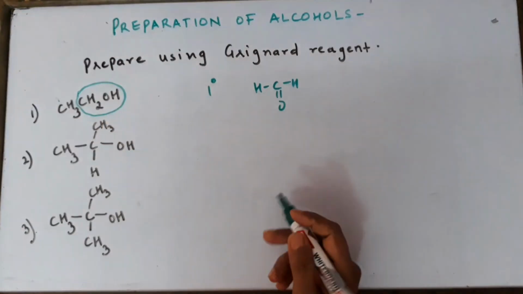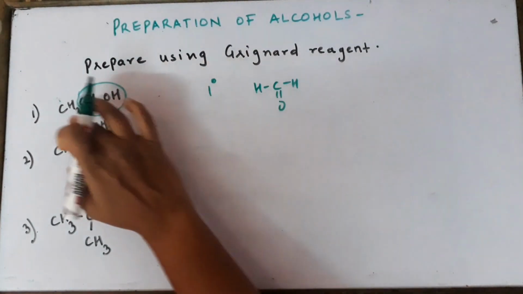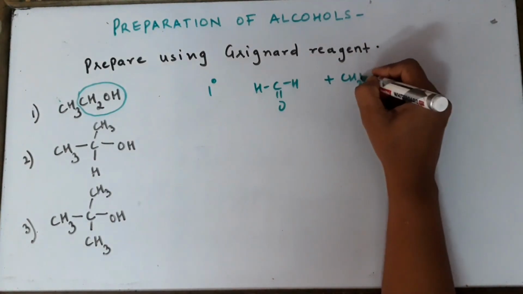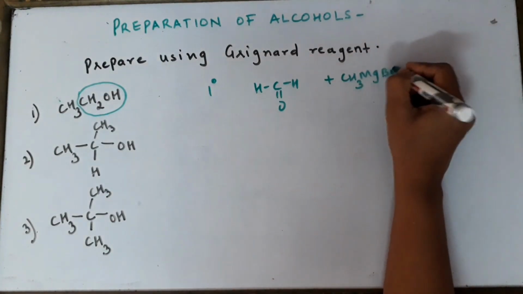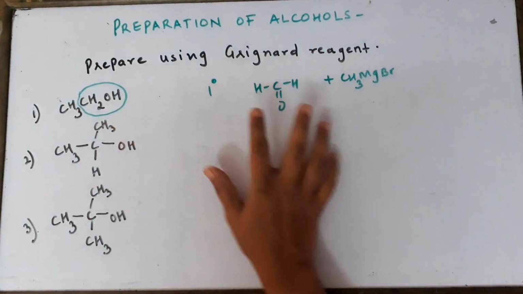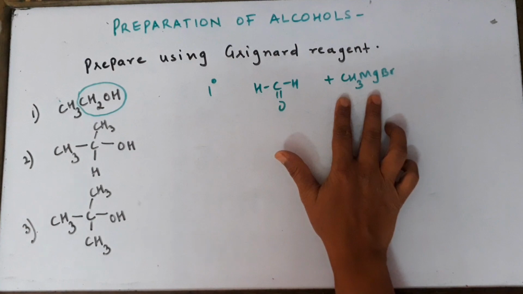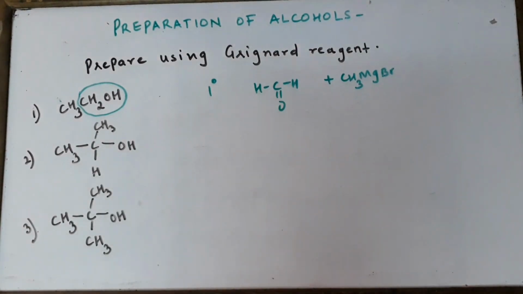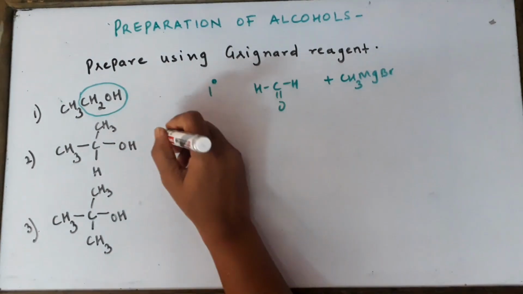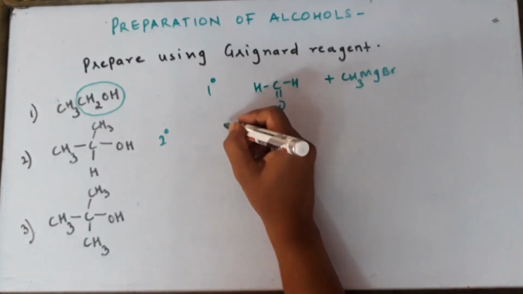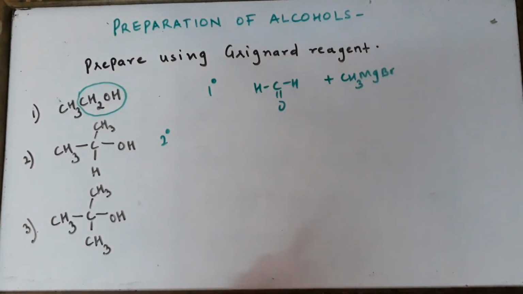This will be my portion which comprises formaldehyde, and the remaining portion can be written as CH3MgBr. So which two compounds when reacted will give you this ethanol? Formaldehyde and methyl magnesium bromide will give you ethanol. Let's go to the second one, that is propan-2-ol. The nature of this alcohol is secondary, and how do we prepare secondary alcohols? Any suitable aldehyde plus a Grignard reagent.